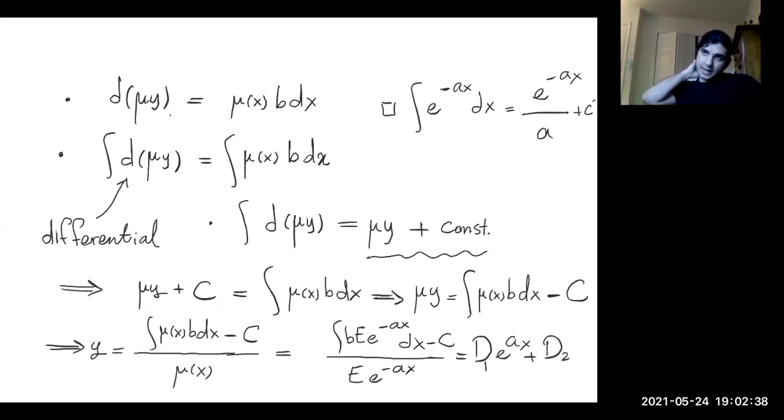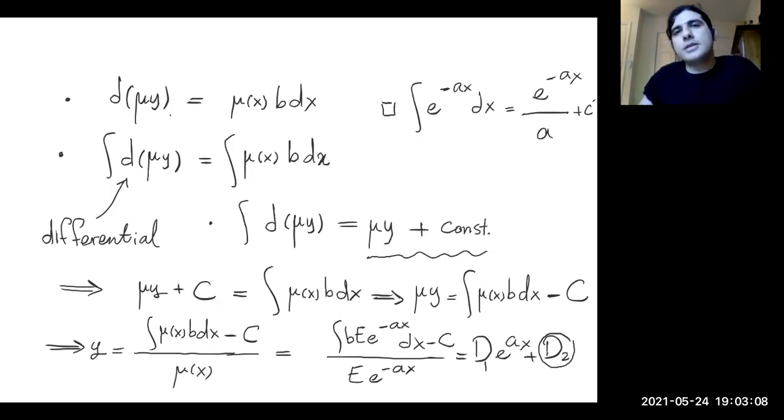This is pretty much the answer we got from the other method. The only difference was that there we also found what is the value of d2, which was minus b over a. Here we can also find the value of d2. You can just simply plug this solution back to the equation, and you can find what is the value of this constant d2. I'm not gonna do that, but this is pretty straightforward.